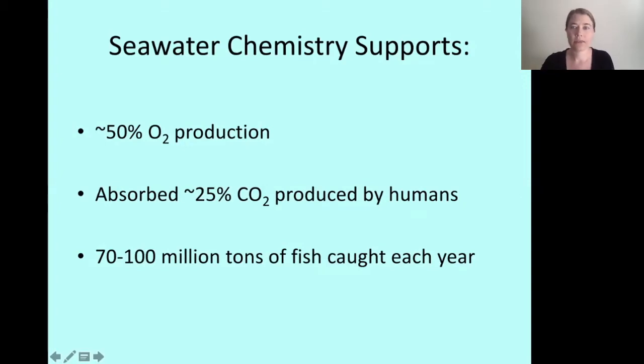And the nutrients in the ocean also support all of the life from the bottom of the food chain on up, including fisheries with 70 to 100 million tons of fish that are caught worldwide each year, feeding a lot of the world.